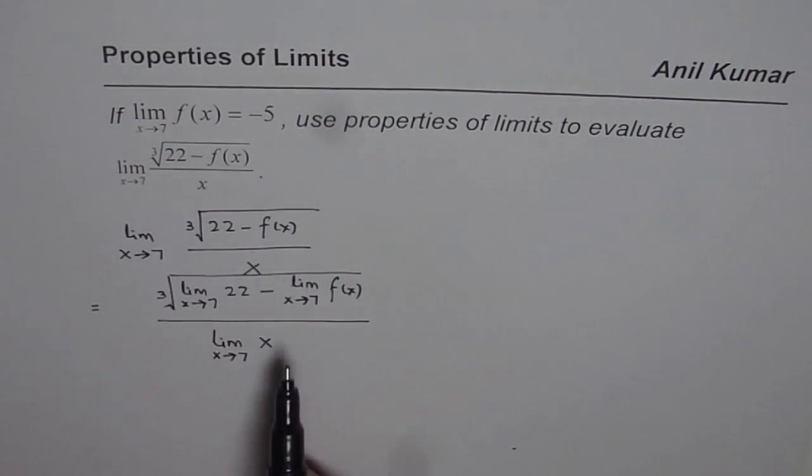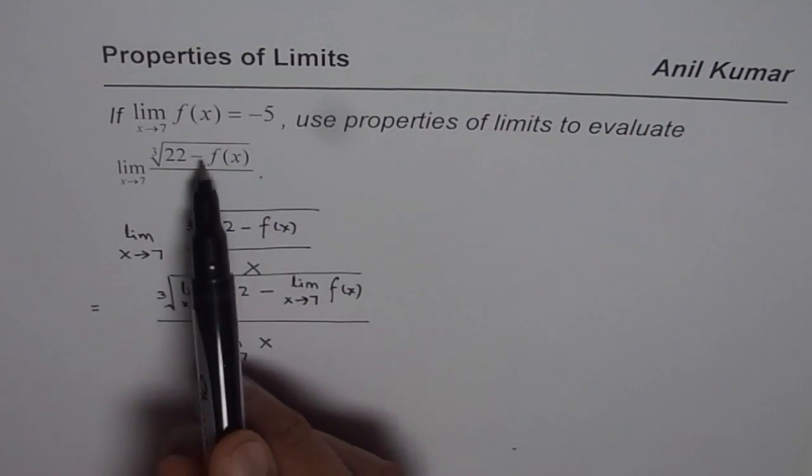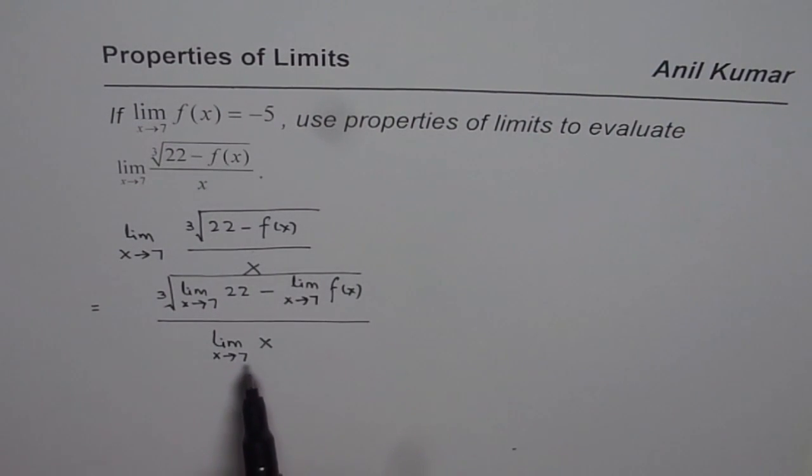Now we have used two properties here. In the numerator, we have used the property that the limit of a root is the root of the limit, if it exists. And this is a quotient, correct? And therefore, the other property which we have used is that the limit of a quotient is the quotient of the limits. So you can write down those properties on the side once you do this.